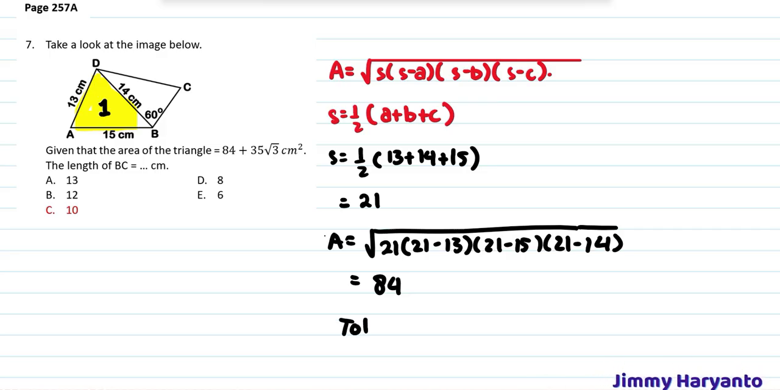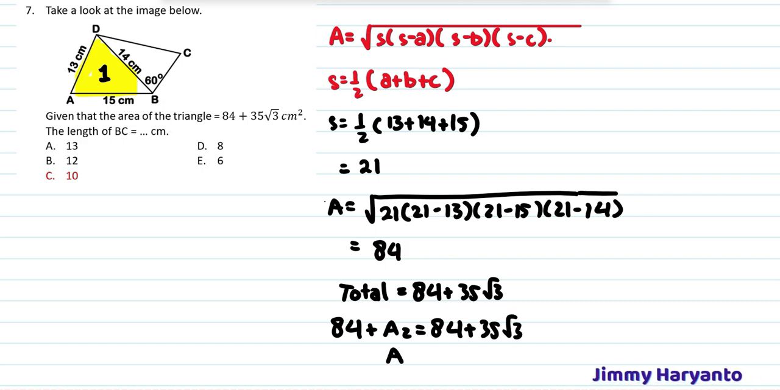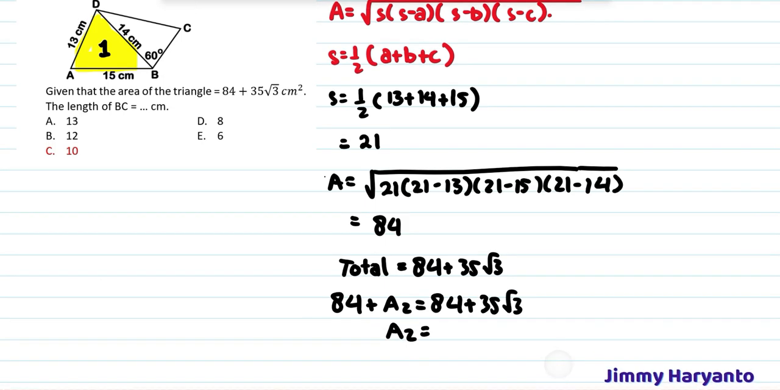Because the total area is 84 plus 35 square root of 3, and our first triangle is 84, that means we can find the area of the second triangle like this, and then you move the 84 from the left hand side, you'll have 35 square root of 3 as the second area.